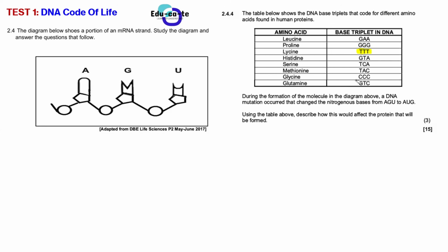All right, let's hear your approach, guys. How can you approach the question? They say during the formation of the molecule in the diagram above, a DNA mutation occurred that changed the nitrogenous bases from AGU to AUG. Well, sir, I said AGU changed to TCA, therefore AUG changed to TAC, therefore.